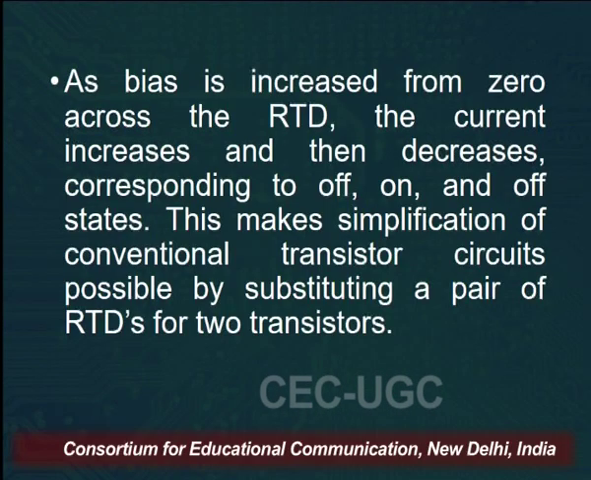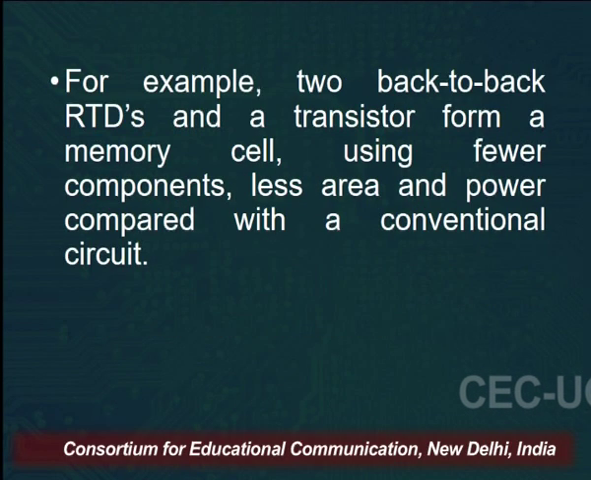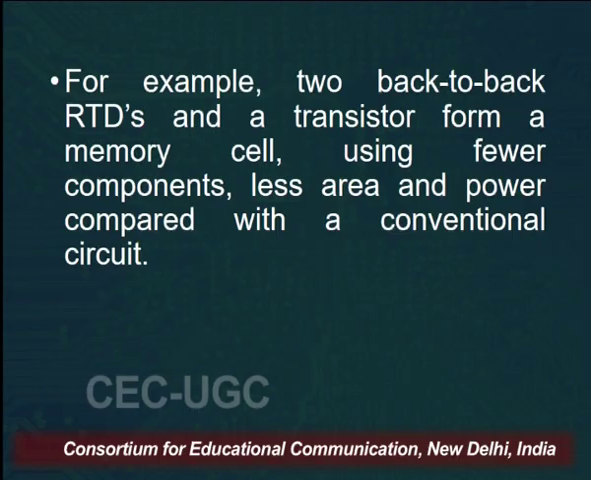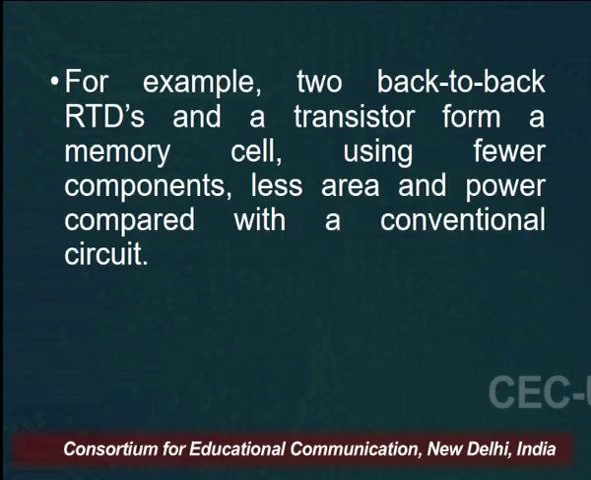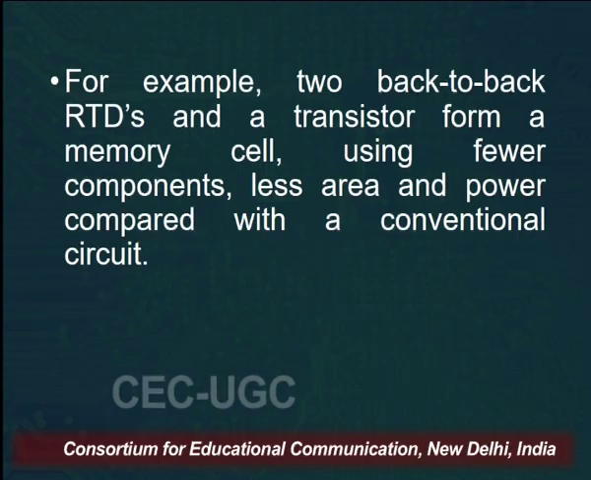RTD means we are just preparing the resonant tunneling diode. So, for example, two back-to-back RTDs and a transistor form a memory cell, which uses fewer components, less area and power compared with a conventional circuit. So, what is the use of RTD? It is a smaller device, using fewer components as well as having less area and less power as compared to the conventional circuit.